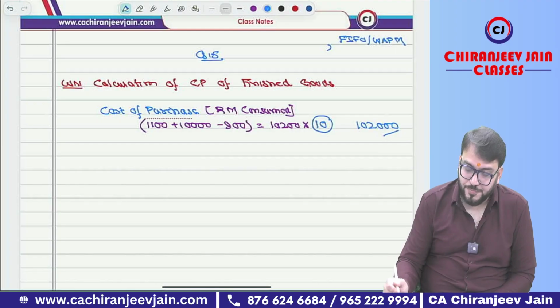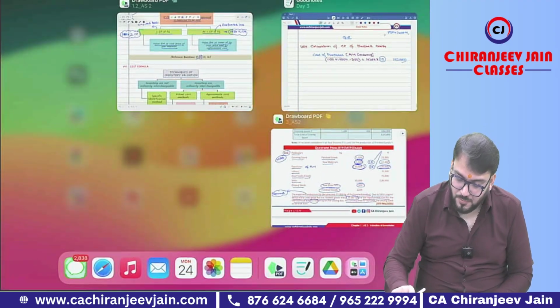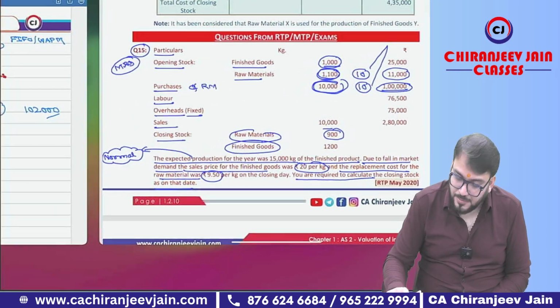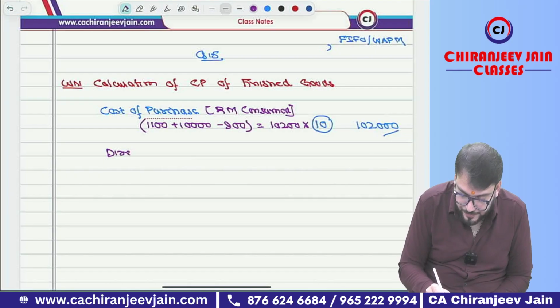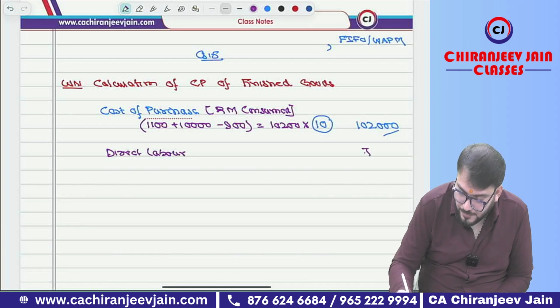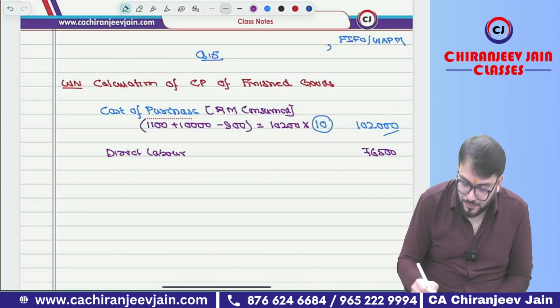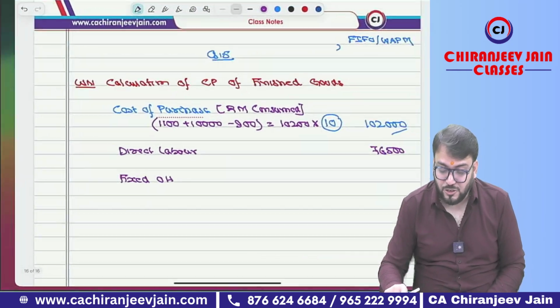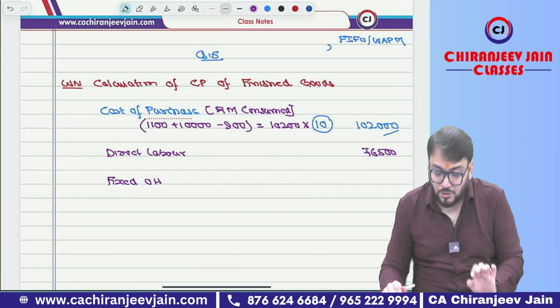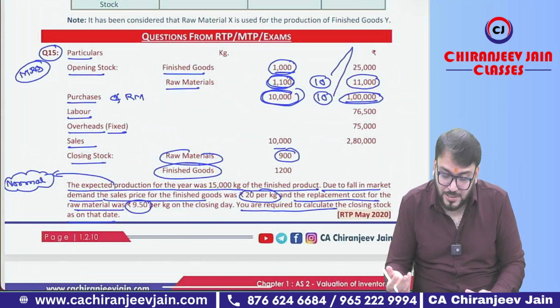Then what will we add? Direct labor is 76,500. We'll add direct labor 76,500. Then they are given fixed overhead. Now fixed overhead will be allocated on the basis of normal production, or actual production. So in this case, normal production is 15,000. What is the actual production?